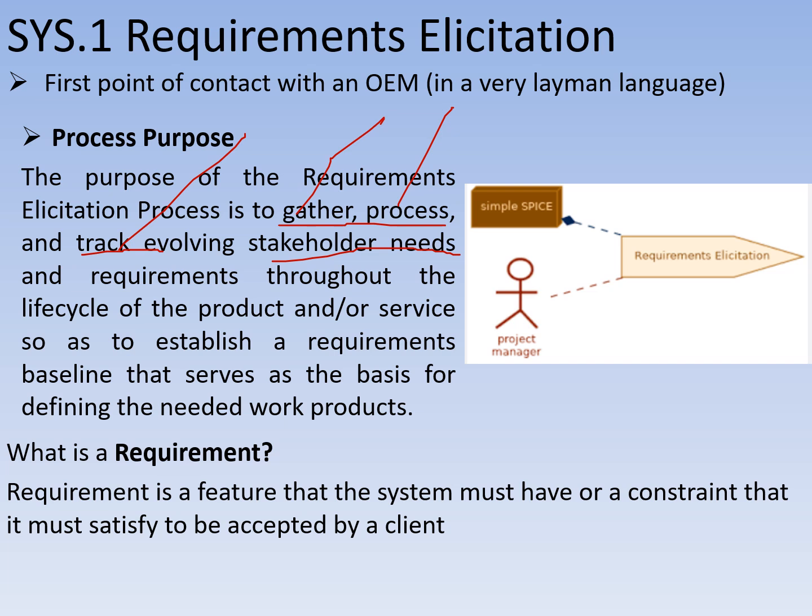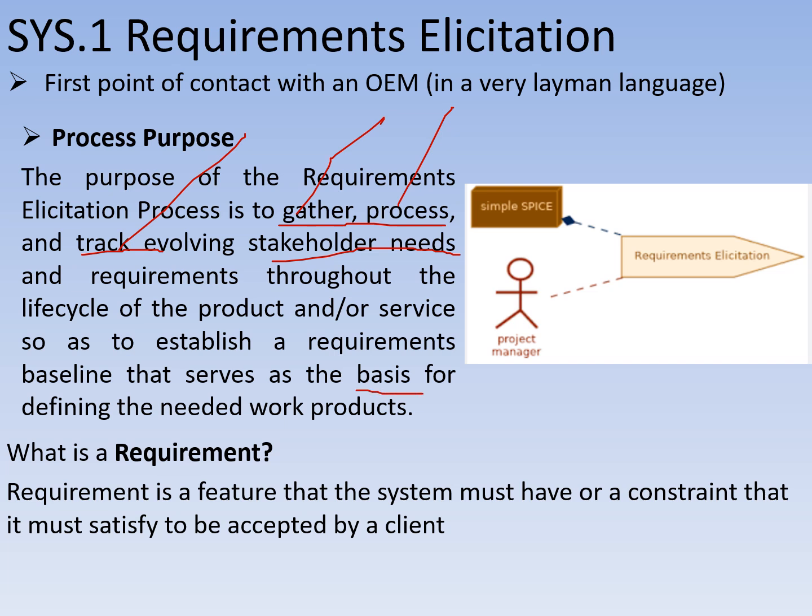It may be a product or a service. For example, if you are developing some hardware, it can be constituted as a product. Or if it is some kind of service, like a software service, where you are developing a software component, then you can constitute it as a service, to establish the requirements baseline that serves as the basis for defining the needed work product.